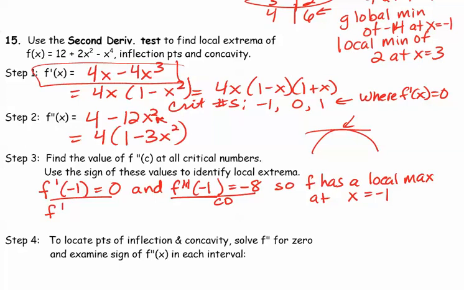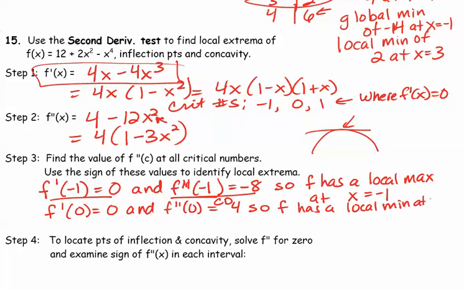Let's test our other values. f prime of 0 is equal to 0, and f double prime of 0 is equal to 4. So now it's concave up, so that tells us f has a local minimum at x equals 0.